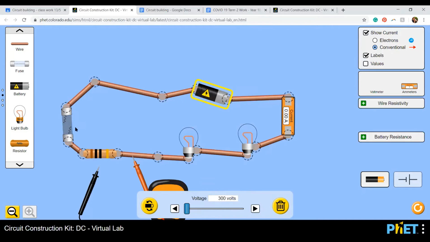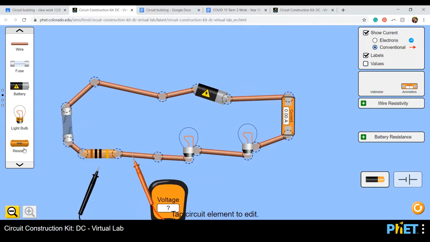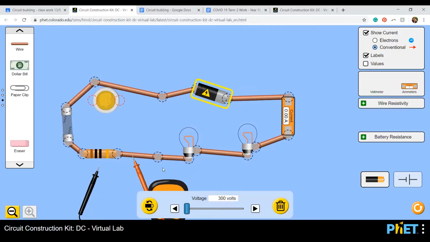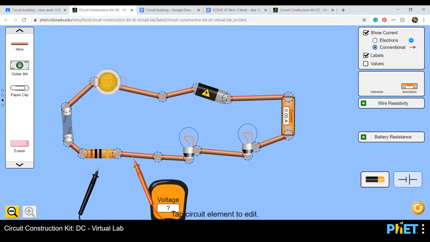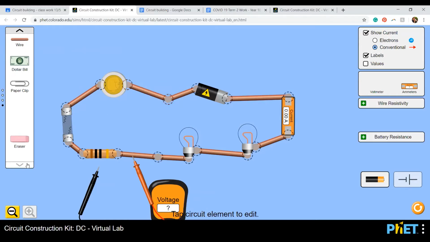These things here are high capacity resistors. Then you've got a bunch of things you can experiment with instead. So you can experiment with, does a coin conduct electricity? I don't know, maybe it's made out of metal, so probably. Does a paperclip conduct electricity? Does a dog conduct electricity? Don't ask. I don't know why they included that.